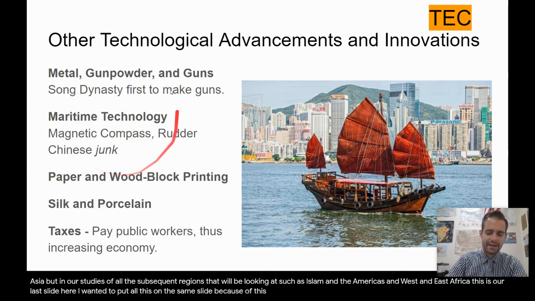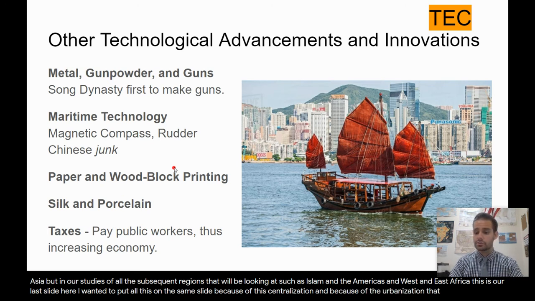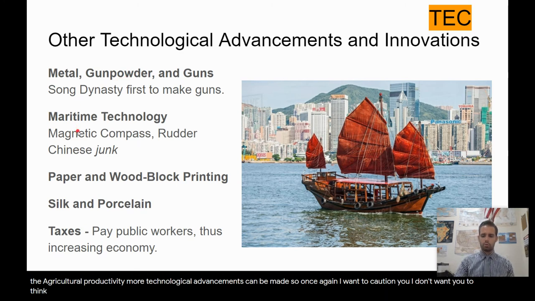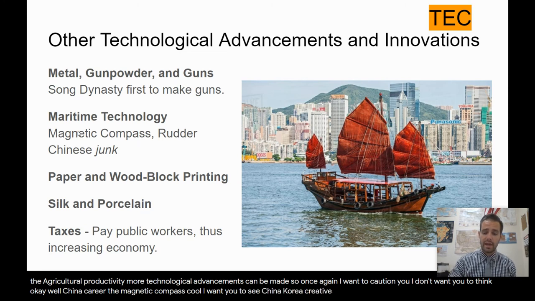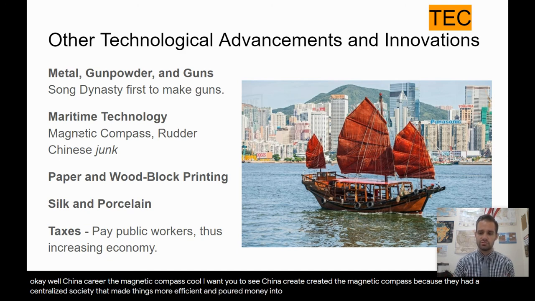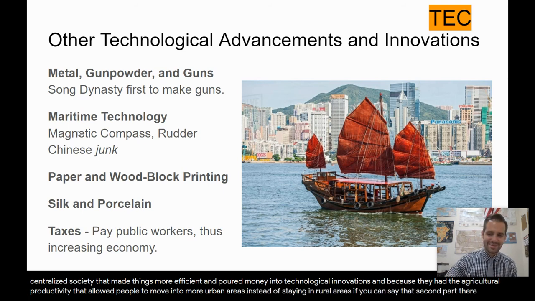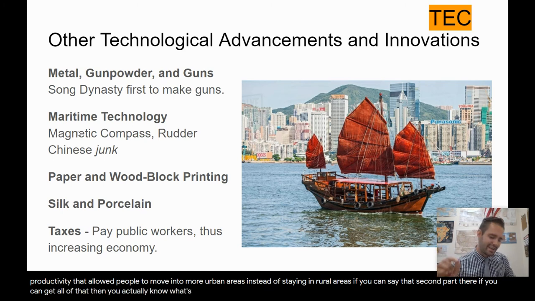Because of this centralization and because of the urbanization that occurs because of the agricultural productivity, more technological advancements can be made. So once again, I want to caution you. I don't want you to think, okay, well, China created the magnetic compass. Cool. I want you to see China created the magnetic compass because they had a centralized society that made things more efficient and poured money into technological innovations. And because they had the agricultural productivity that allowed people to move into more urban areas instead of staying in rural areas. If you can say that second part there, if you can get all of that, then you actually know what's going on. If you can put that on a piece of paper, you're going to score very high on that AP exam there.